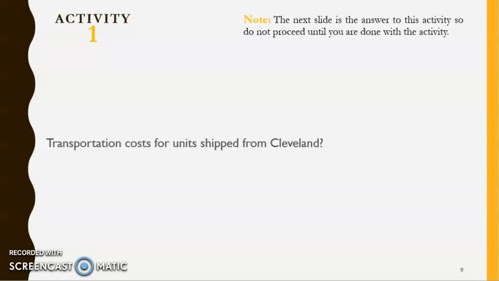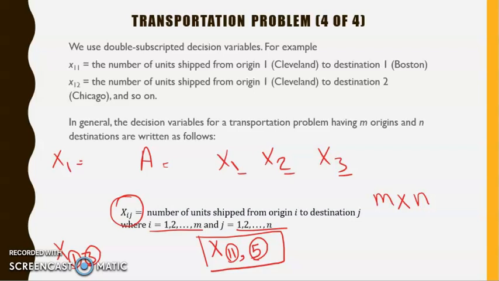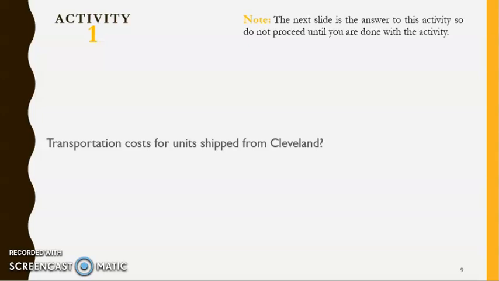Let's do activity 1. Still, we are not working on the modeling. We are just trying to learn the model better. Now that you noticed how to define double subscripted variables like x11, x12, and xij, here it provides you a challenge. Formulate transportation costs for units shipped from Cleveland.